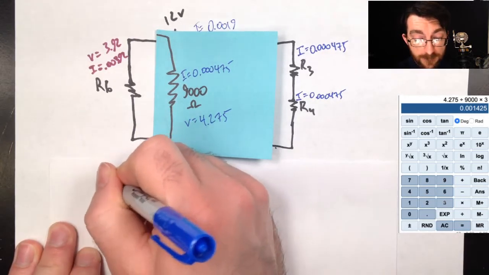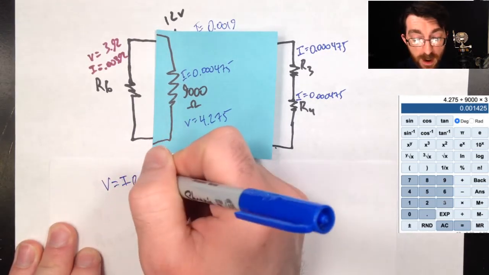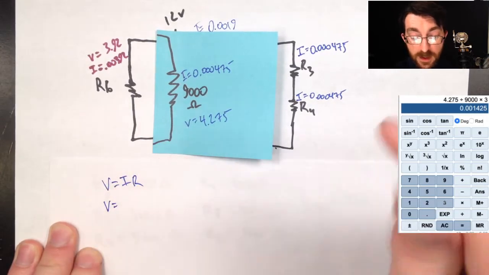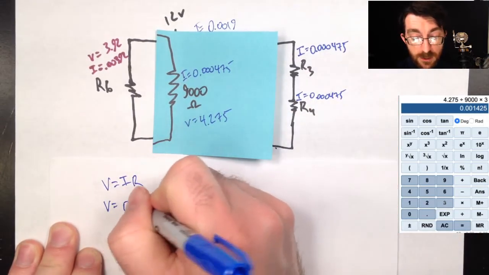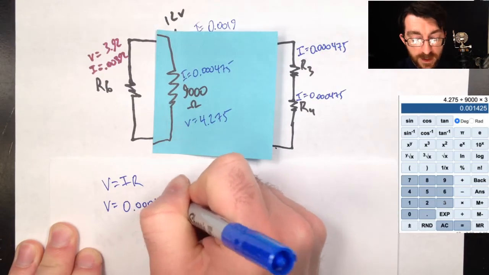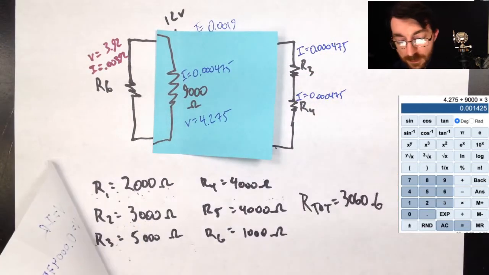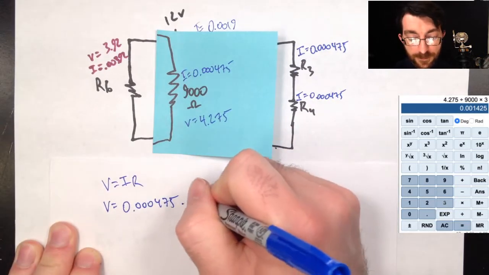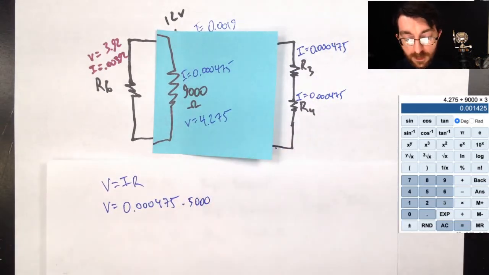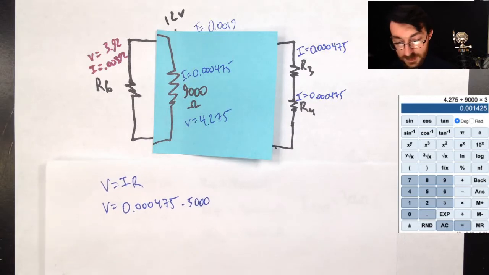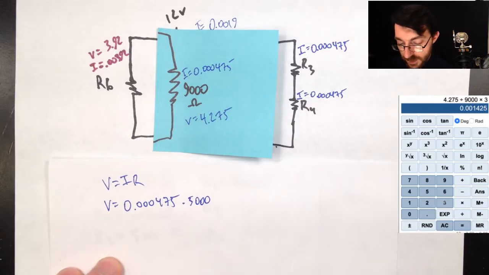So V equals IR. I don't know what the V is, but I know the I, it's 0.000475, times a resistance of, was that one 5,000? Yeah, that one's 5,000. Okay, well, let's do this thing.